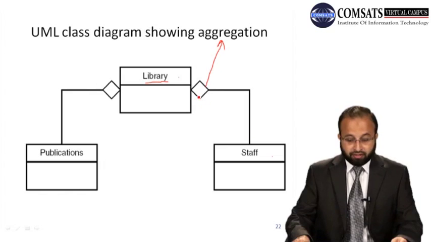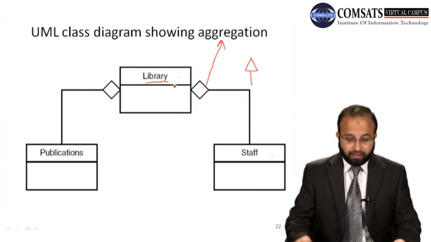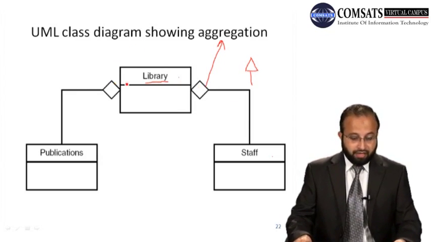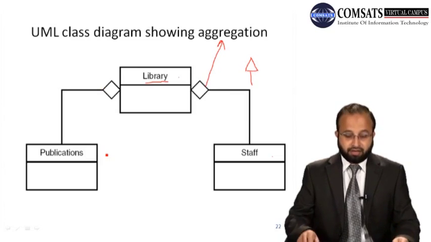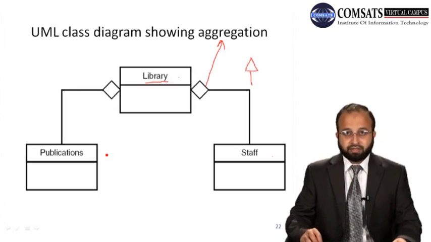If this were inheritance, we would have an empty arrow like this. So that relationship represents inheritance. Then we would say that staff is inherited from library, but that relationship doesn't make sense, right? So library has publications. Library has publications. So aggregation represents a has-a relationship, and we have already seen how we can represent this relationship in C++.